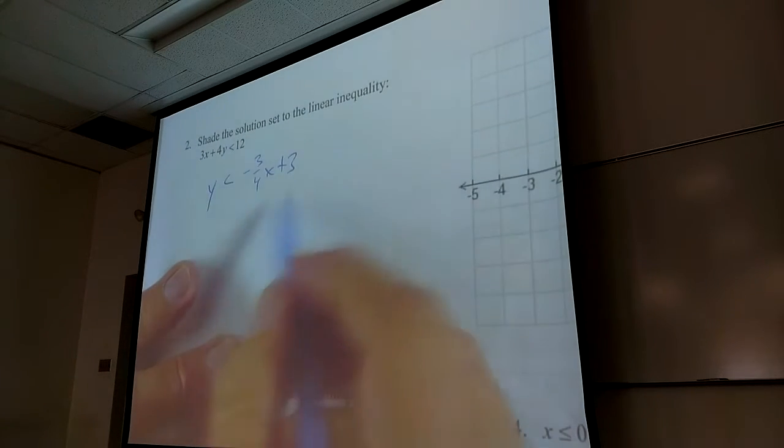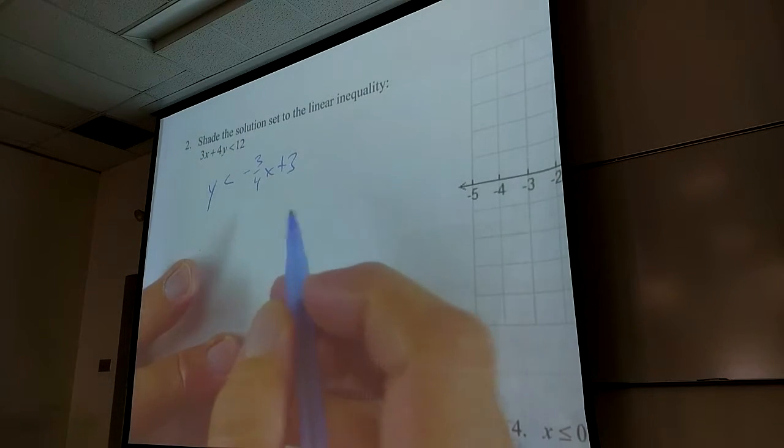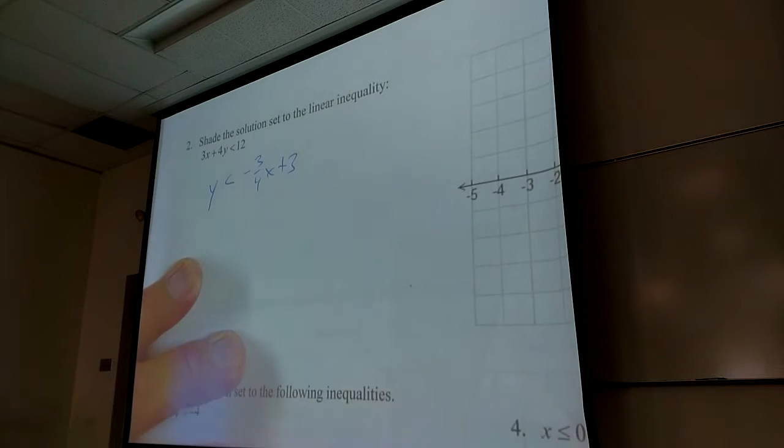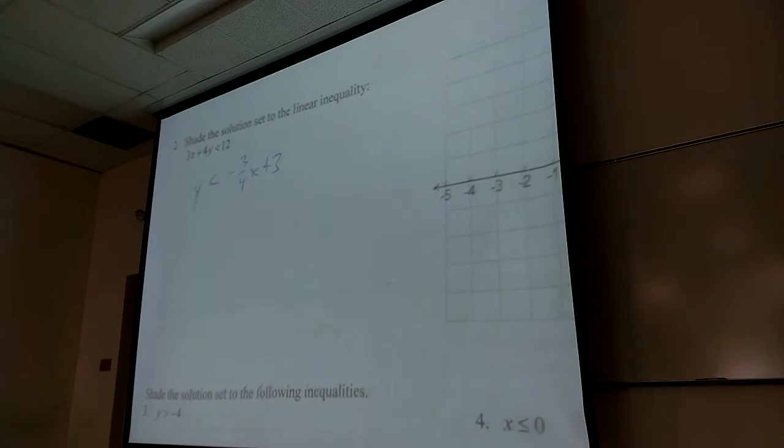So go ahead and plot that line, but remember, connect it with a dashed line. You got the y-intercept, you got the slope. You can do this.